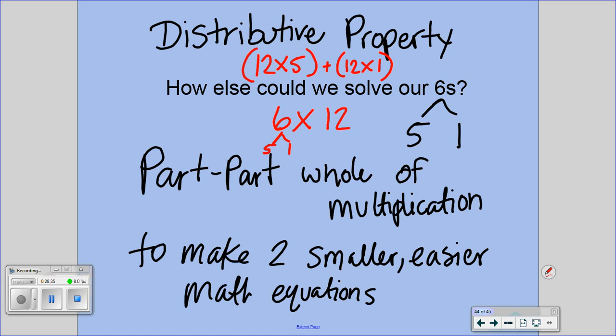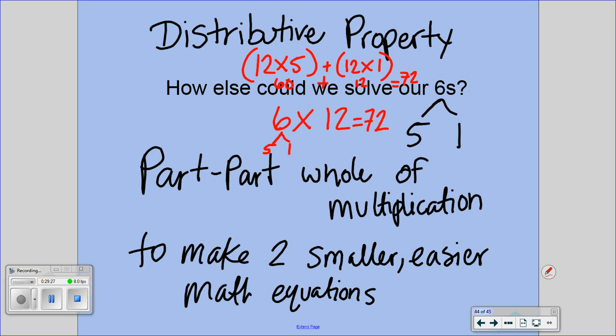12 times 5. See if you can skip count that. What is 12 times 5? Susie? 60. Plus 12 times 1. 12. 60 plus 12. Good. 72. Because 2 plus 0 is 2, and 6 plus 1 is 7.